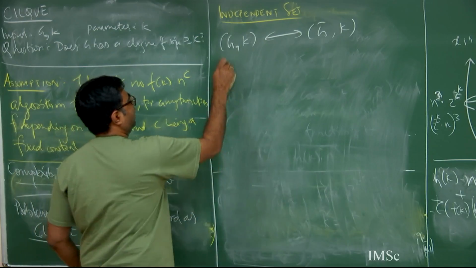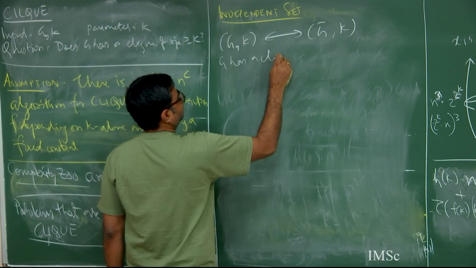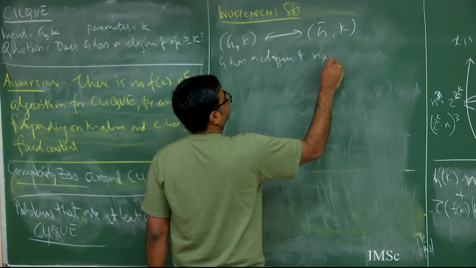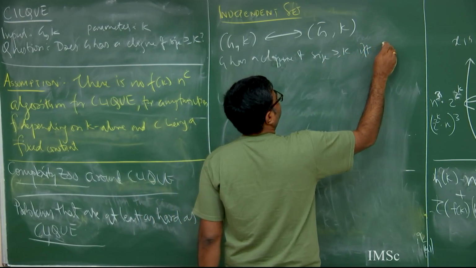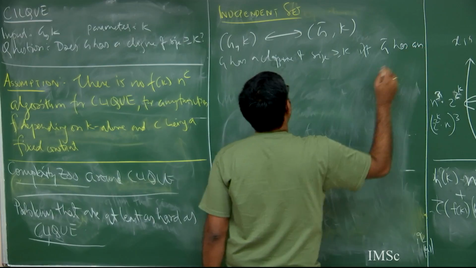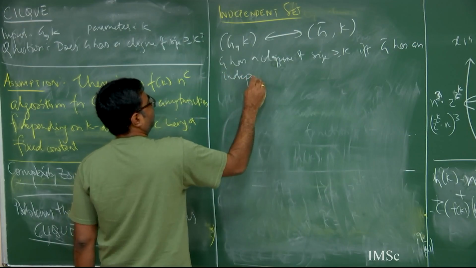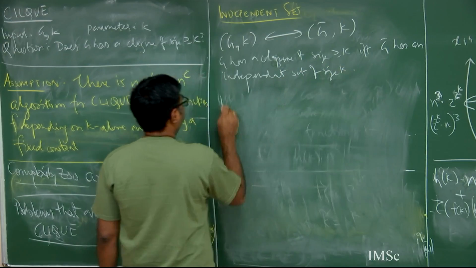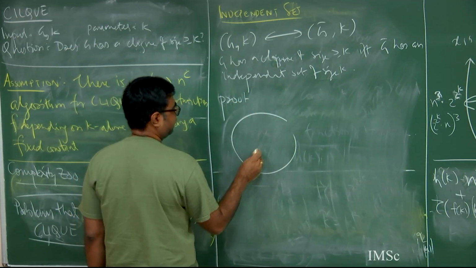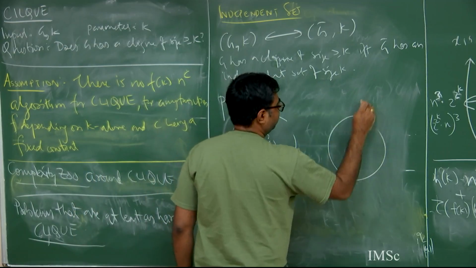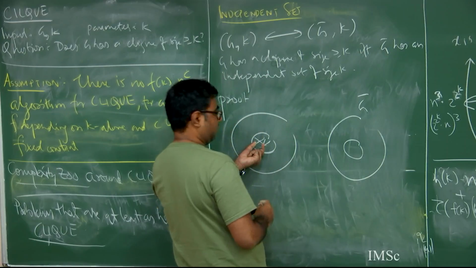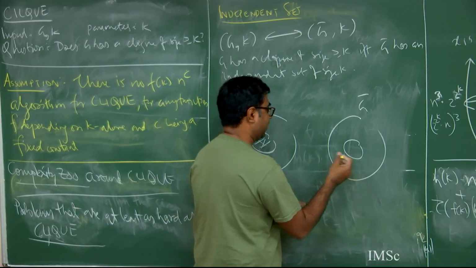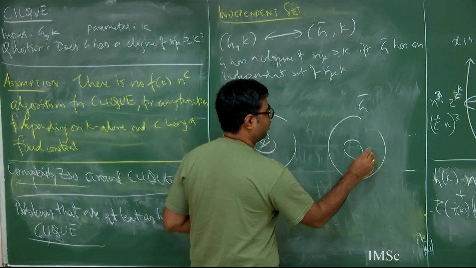Now we can definitely say that G has a clique of size at least K if and only if G complement has an independent set of size K. Right? Proof is obvious. Here's the graph. If I have a clique here, then in the G complement, what is the G complement? Take all the edges which are not present there. Since both endpoints are present, there is no edge here. So this is an independent set.